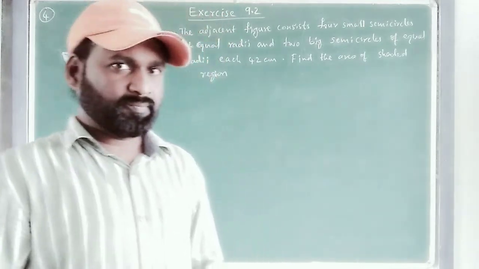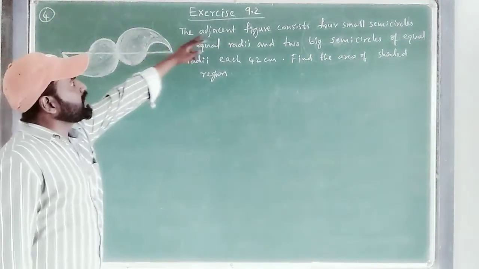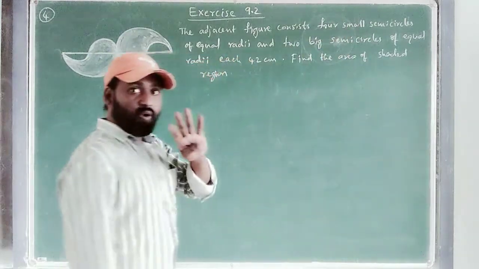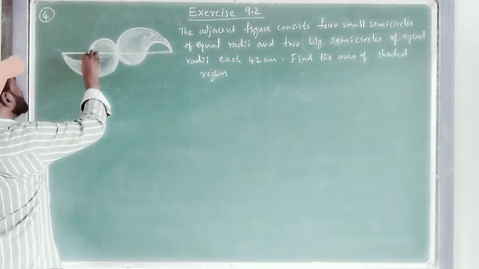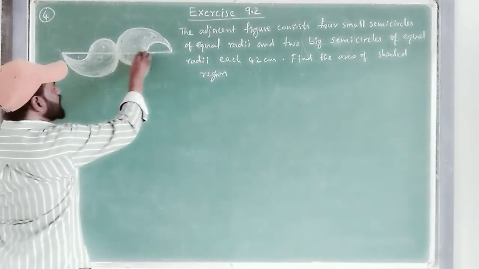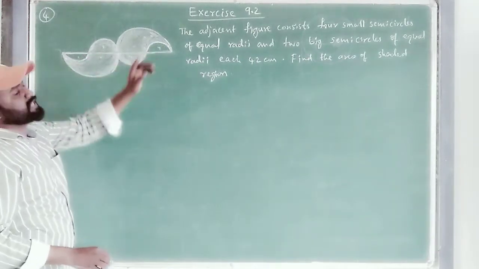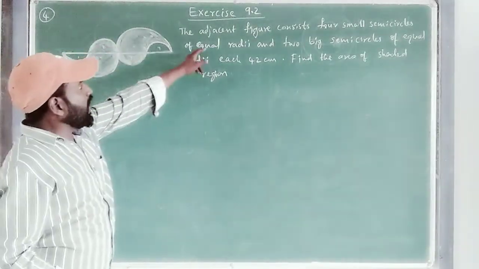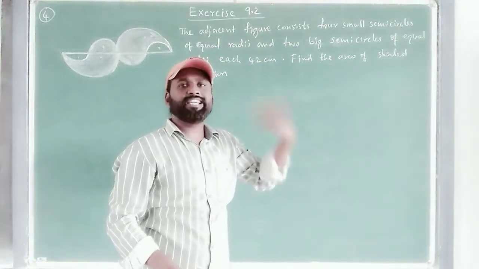Question number 4. What is given? This is the figure. The adjacent figure consists of 4 small semicircles. What are they? This unshaded portion is semicircle 1. This shaded portion is 2, this shaded portion is 3, and this unshaded portion is 4. 4 semicircles are there. Semicircle means half of the circle. 4 semicircles of equal radius. That means all the small semicircles have equal radius.